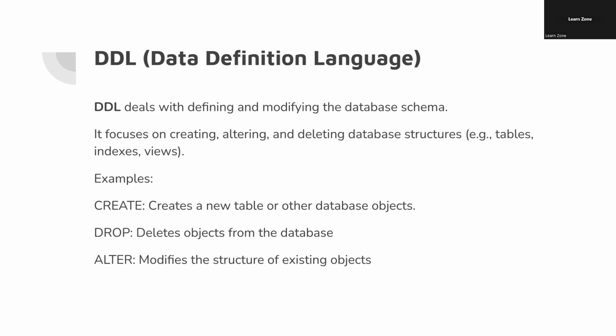And alter is used to modify the structure of existing objects. Suppose we have a table students. In this students table, if you want to add one more column, then it comes under the alter statement. So you will use the alter statement to add a column or drop a column. Drop means if you want to delete one extra column in the table, then you will use this alter table command.